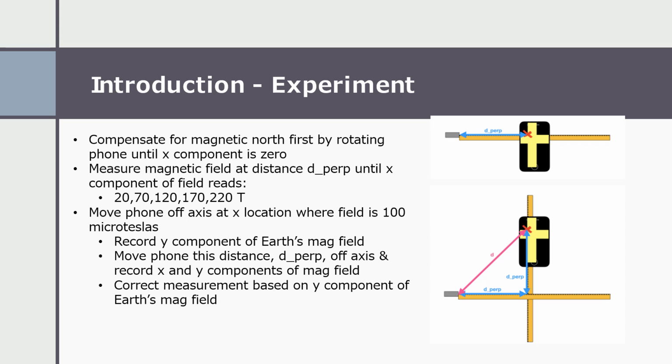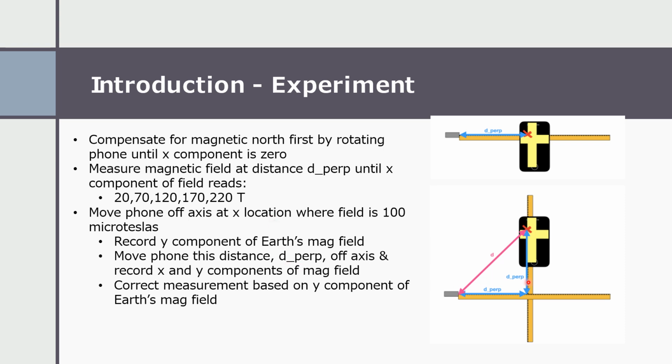So for the experiment, I first had to compensate for the magnetic north by rotating my phone until the x component is 0, which basically means the magnetic north is all in the y component, so that I can isolate the magnetic field that my phone picks up due to the bar magnet only. And I measured this magnetic field at a distance d-perp until the x component of the field reads 5 different measurements: 20, 70, 120, 170, and 220 microteslas.